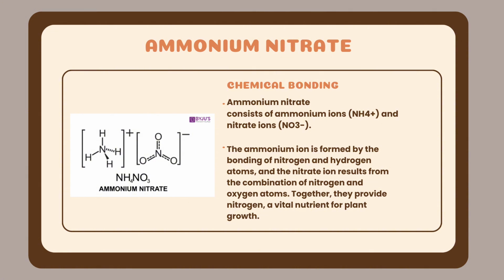For the disadvantages, ammonium nitrate is hygroscopic, meaning it absorbs moisture from the air, which can cause caking and reduce its effectiveness. Along with that, ammonium nitrate is volatile, meaning it can lose nitrogen to the atmosphere as ammonia gas, especially when applied on alkaline soils or left on the soil surface.